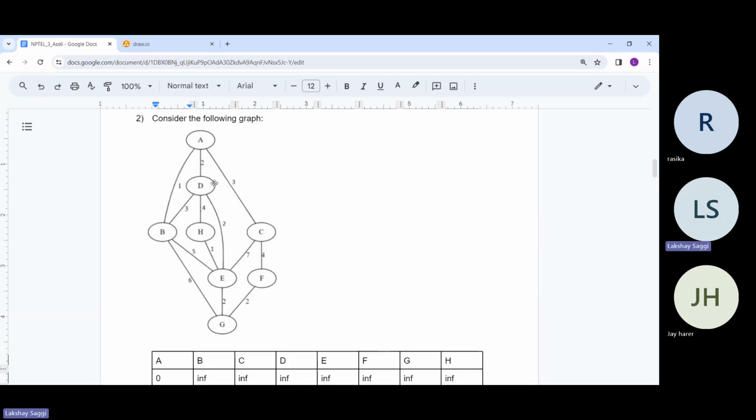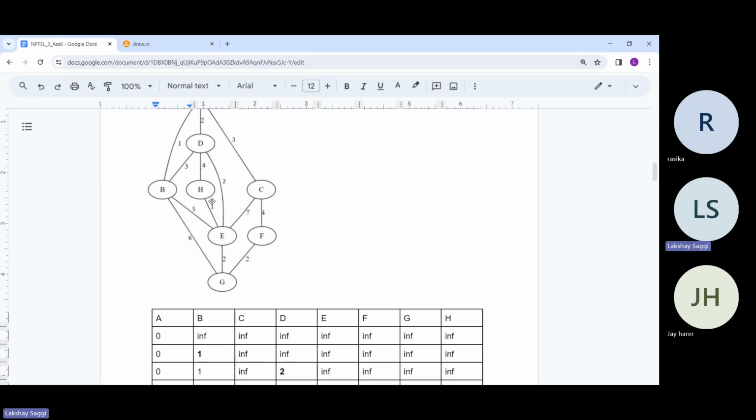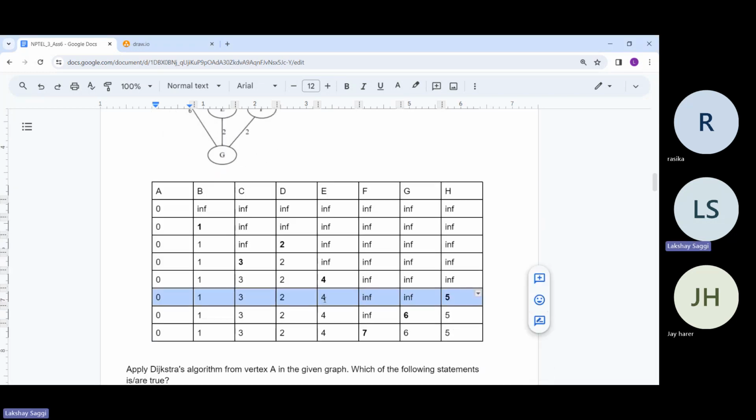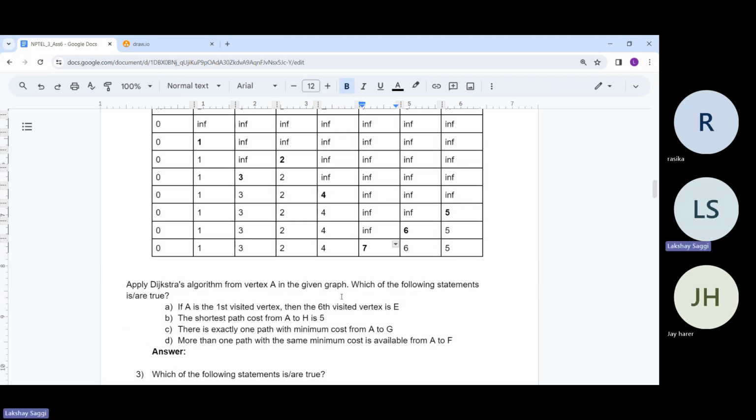So yeah, you're saying the path will be something like A, D, E, H. So yeah, that's correct, Jay, this will be the path. And I hope you understood the reasoning behind this also. So at every iteration, we are just looking at the unvisited neighbors and at the already visited neighbors, and from those only we are trying to find out the path. So that's how we fix all these values. Okay, so this was Dijkstra's algorithm from vertex A.